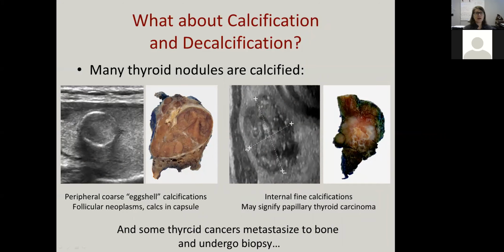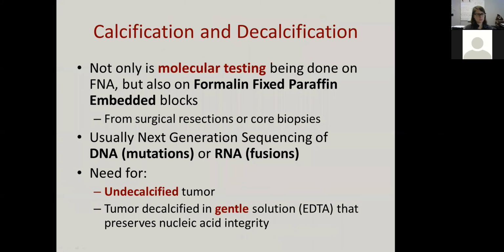Certainly, we sometimes get thyroid cancers that are actually metastatic to bone. All of these tissues, if they have calcifications in them, need to be decalcified. And so we take special precautions in the gross room to process these tissues differently with gentle decalcifiers to preserve the nucleic acids.